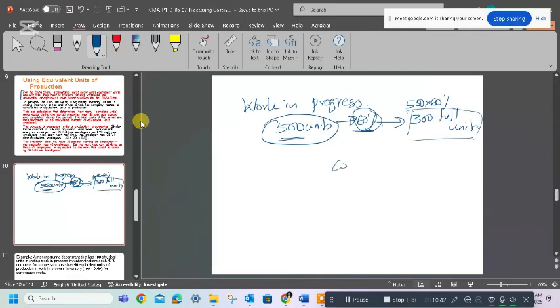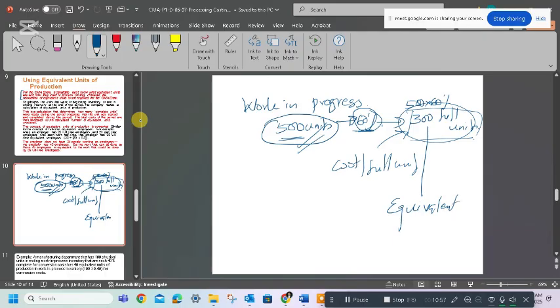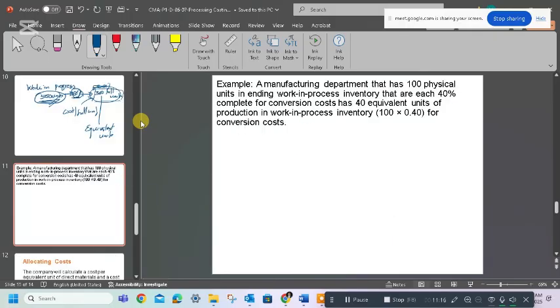So I will find the cost of one full unit and allocate 300 full units cost to these 500 units. So this 300 full units is what you call equivalent units. What is the concept of equivalent units? Part completed items are going to be expressed in terms of fully completed units. This is called equivalent units.